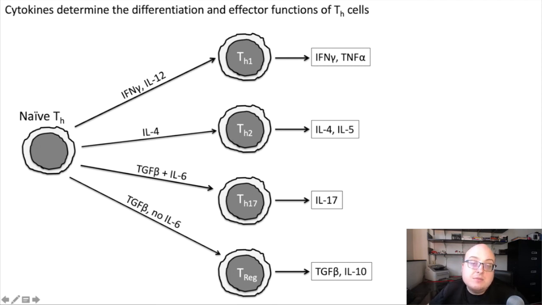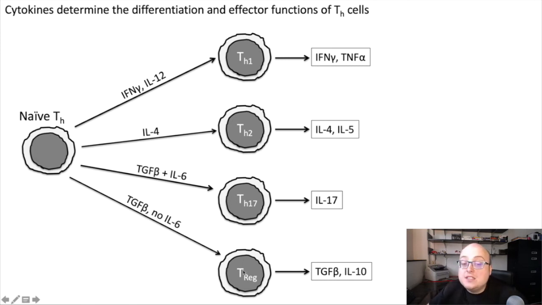So if that antigen-presenting cell is expressing interferon gamma and IL-12, that's going to induce the naive T cell to become a Th1 T helper cell. If the antigen-presenting cell is expressing IL-4, that's going to induce it to become a Th2 cell, and so on. And depending on which type of T helper cell it becomes, that's going to influence the cytokines that that cell secretes. So T helper 1 cells, Th1 cells, express interferon gamma and TNF, really pro-inflammatory cytokines.